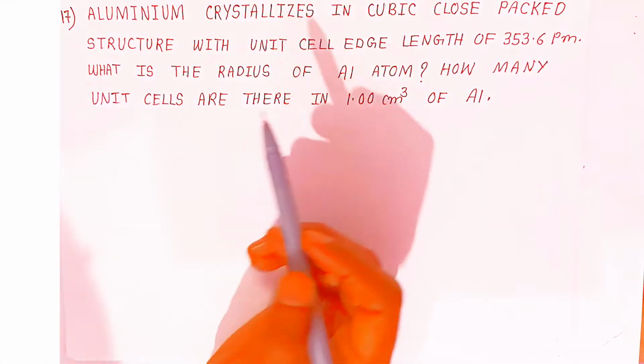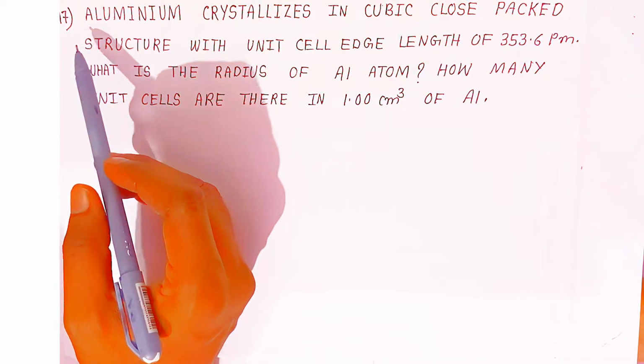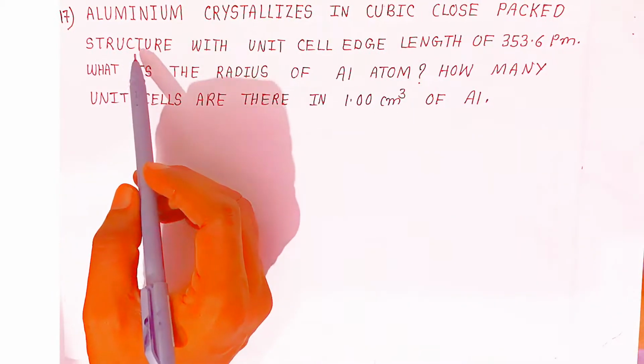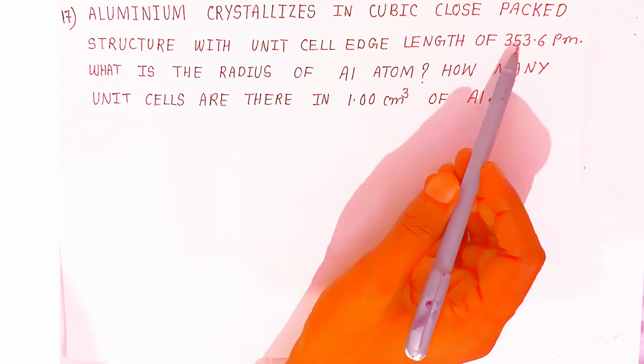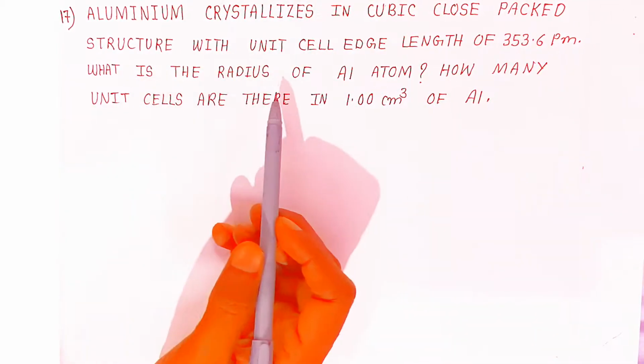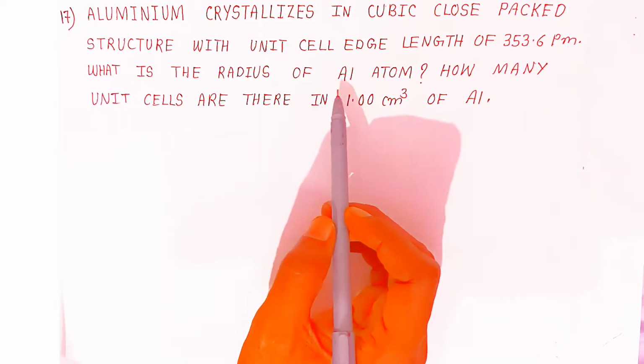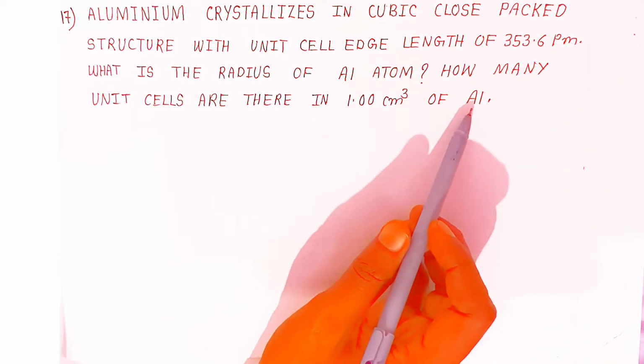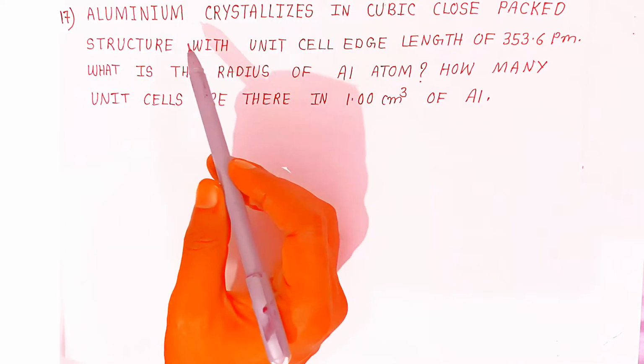In this video students we are going to see question number 17. Here it is written: aluminium crystallizes in a cubic closed packed structure with unit cell edge length given as 353.6 picometer. What is the radius of aluminium atom? How many unit cells are there in 1.0 centimeter cube of aluminium? Understanding students? So what is given here?